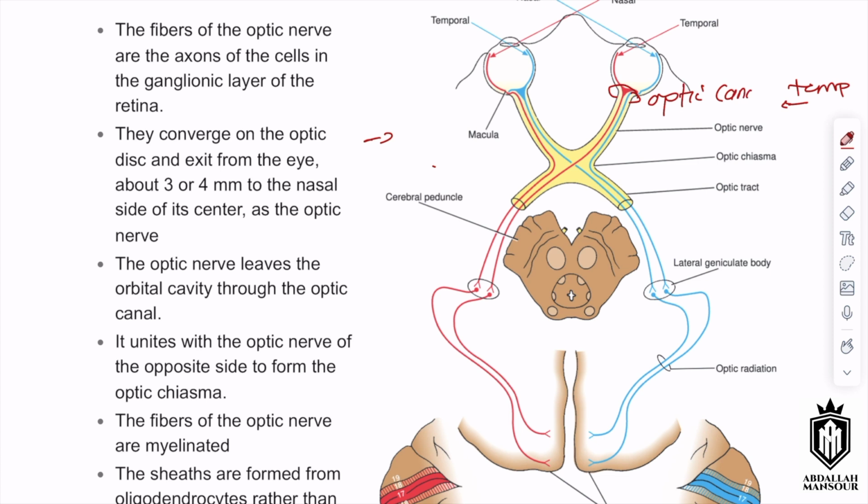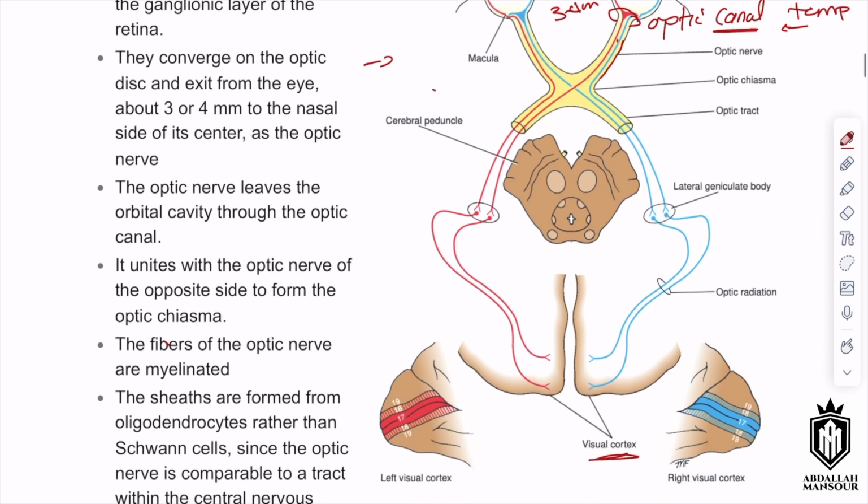Optic canal, which we explained previously in the skull bones. So it will leave the eyeball through the optic canal around 3 to 4 millimeters towards the nasal side, because this is the nose. And then they will continue all the way down until they form the optic chiasm. So both optic nerves will unite together to form the optic chiasm.